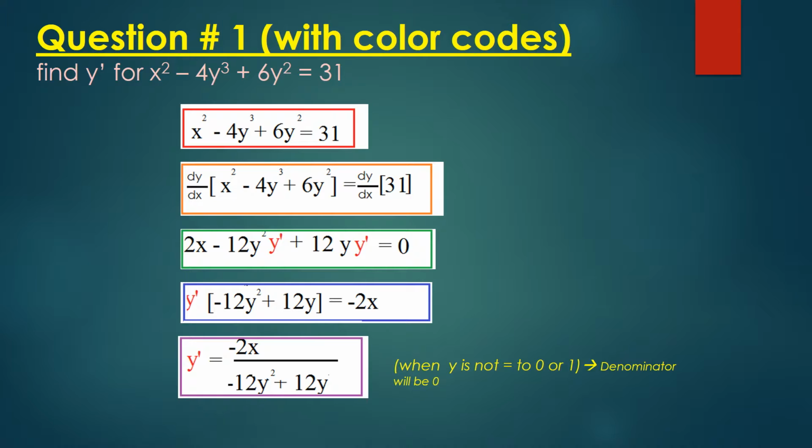Then you solve for y prime by dividing both sides by negative 12y squared plus 12y. You might want to keep in mind that y cannot be equal to 0 or 1, because that would make the denominator equal to 0, and therefore y prime would be undefined.